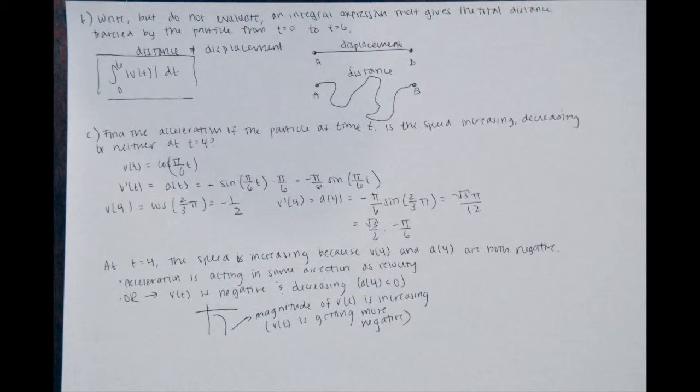Next, we're going to be talking about part C. Part C says, find the acceleration of the particle at time t. Is the speed of the particle increasing, decreasing, or neither at t = 4?